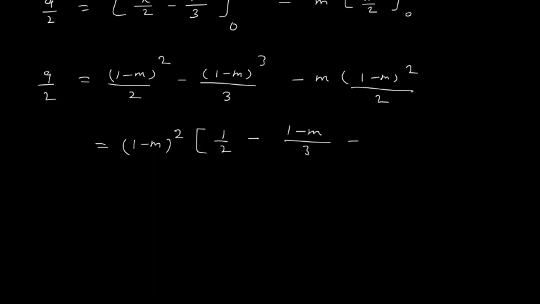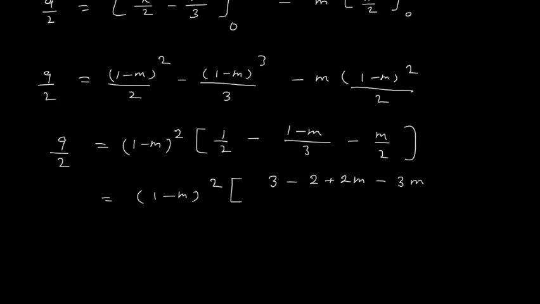and minus m divided by 2, and here I have 9 divided by 2. So this 9 divided by 2 equals 1 minus m the whole square times 1 divided by 2 and so on. Better take the LCM. The LCM is 6. So it is 3 minus (2 plus 2m) minus 3m, and the whole divided by 6, and this equals 9 upon 2.